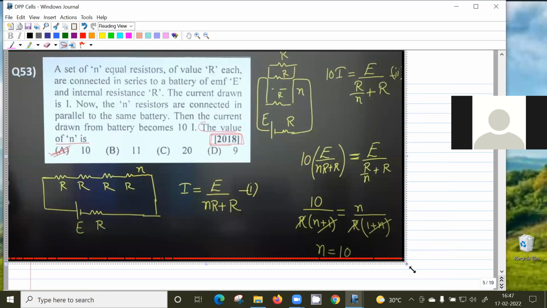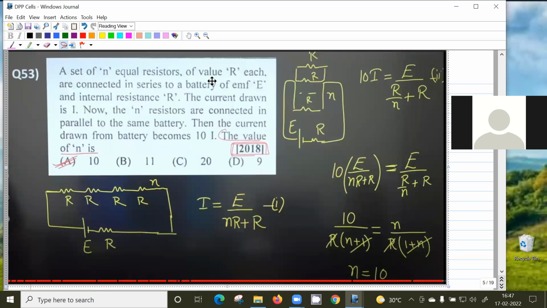This one. N equal resistors, value R each, are connected in series across an EMF E of internal resistance capital R. The current drawn is I. Now the resistors are connected in parallel with the same battery. The current drawn becomes 10I. The value of N is? This also is a straightforward question. Again, you have two equations and two unknowns.